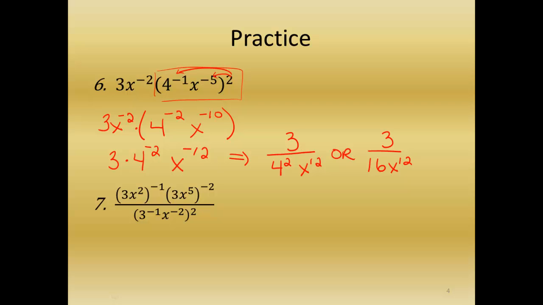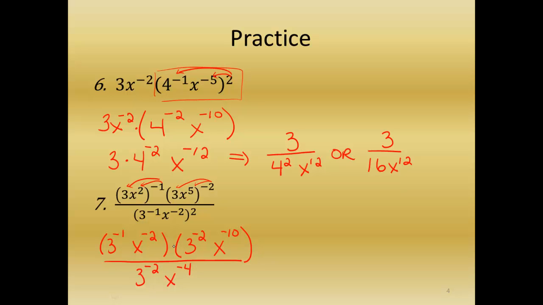And number 7, about as messy as these can get. Again, I have all of these parentheses, so I'm going to deal with the power property first and multiply all these exponents. So I get 3 to the negative 1, x to the negative 2, times 3 to the negative 2, x to the negative 10. On the bottom, same thing. I get 3 to the negative 2, x to the negative 4.